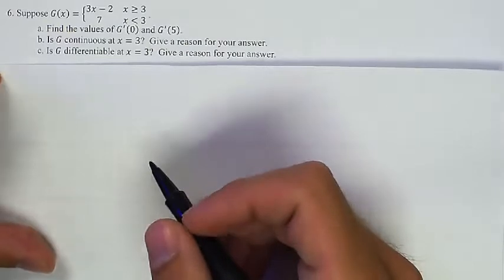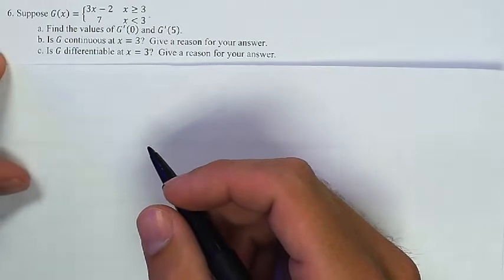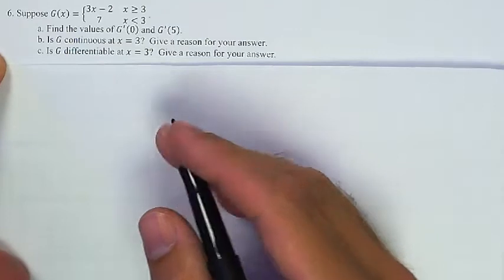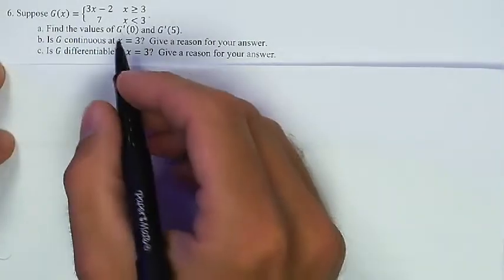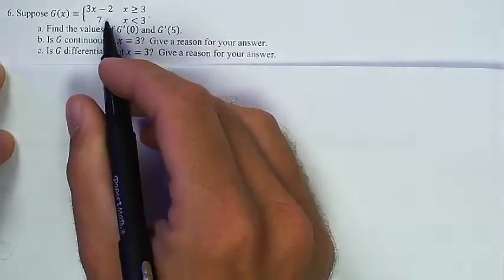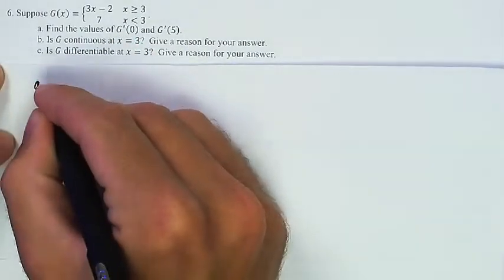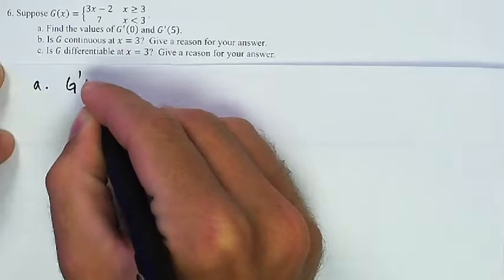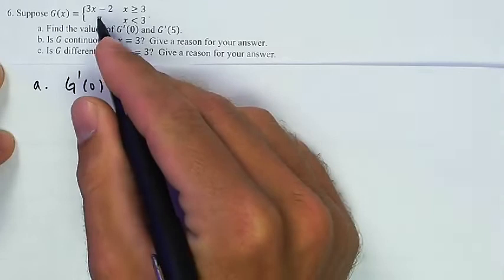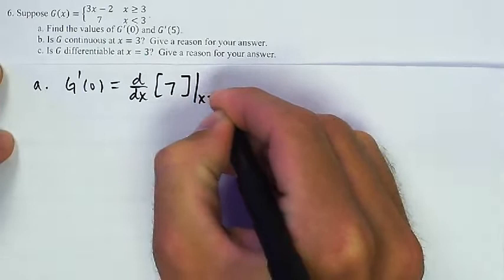All right, number 6. Suppose g of x is a piecewise function defined by g of x is 3x minus 2 when x is greater than or equal to 3, but g of x is equal to 7 when x is less than 3. All right, find the values of g prime of 0 and g prime of 5. Okay, well, 0 is less than 3, and we know that the derivative of a constant is going to be 0 because the graph of a constant is a flat horizontal line. So this is the derivative with respect to x of 7 at the point where x equals 0.